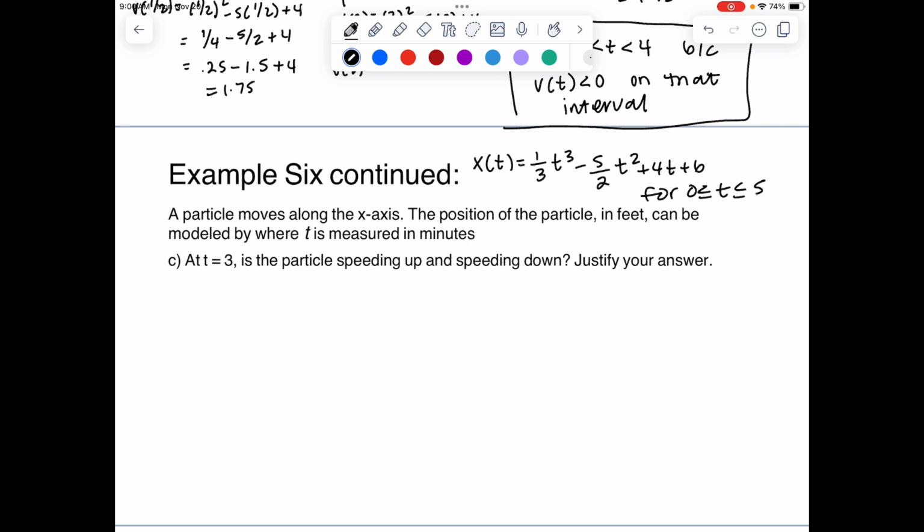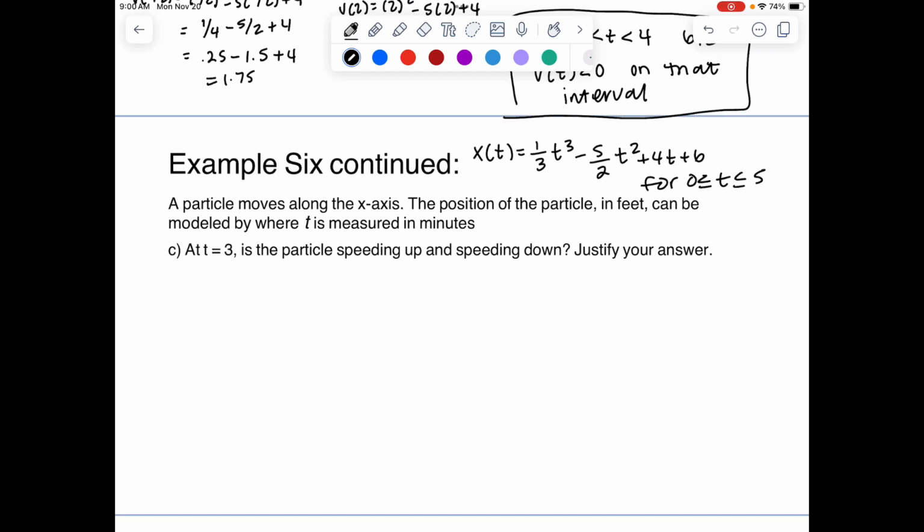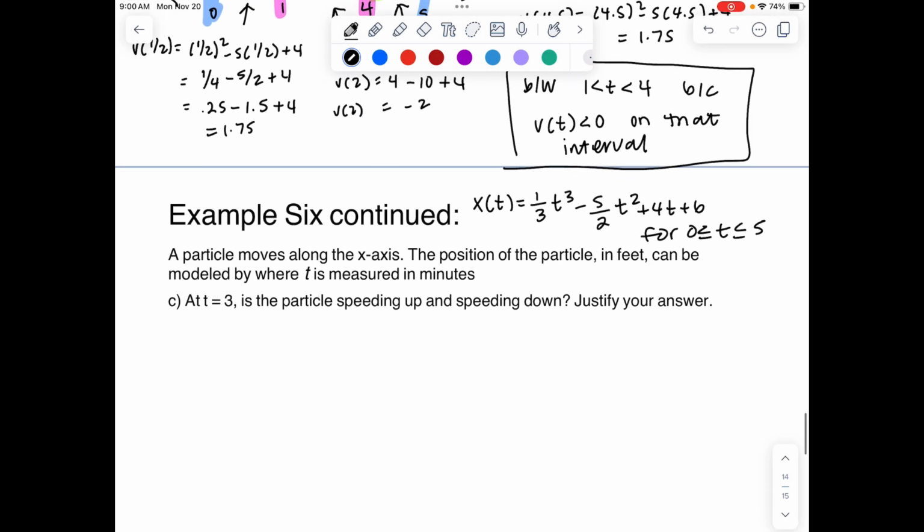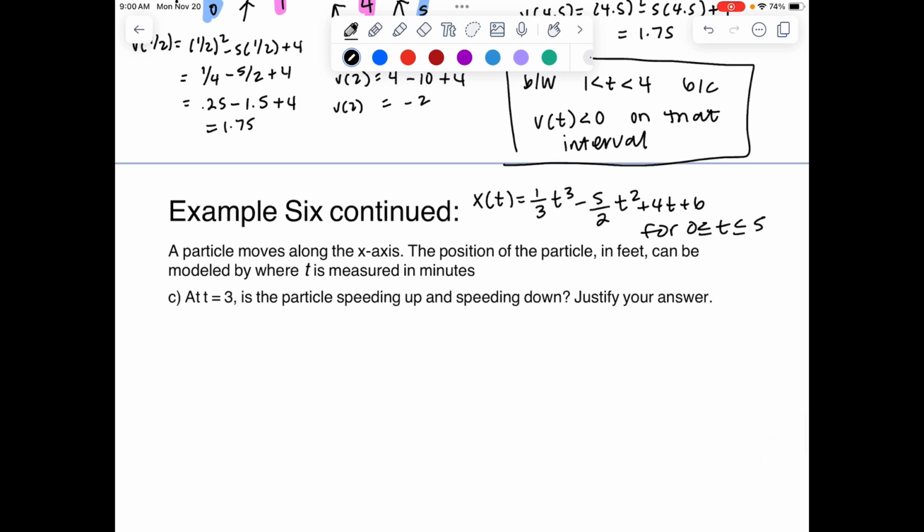Okay, so a particle, again, is moving along the x-axis. The position of the particle in feet can be modeled by that equation where t is measured in minutes. At t equals 3, is the particle speeding up or slowing down? So what we need to do to consider this is we need to know what the velocity is at 3, and we need to know what the acceleration is at 3. So we already have our velocity equation, so we'll start with that.